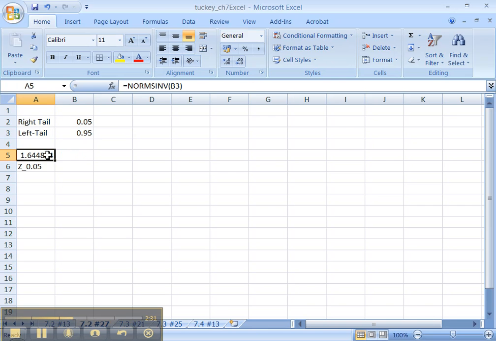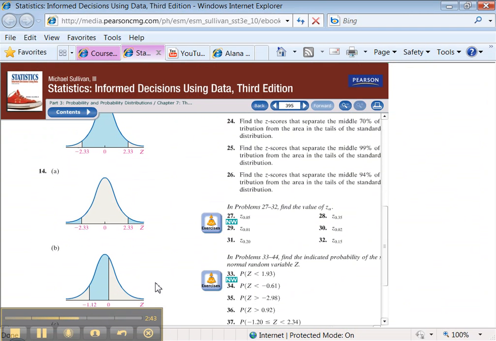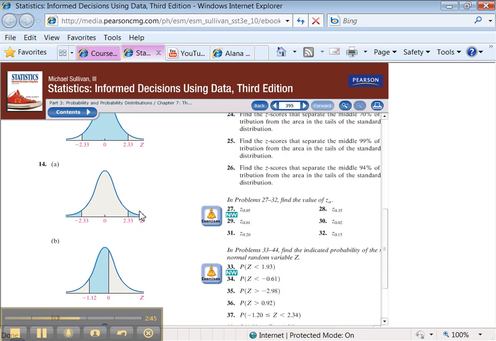Oopsie. Sorry about that. I hate it when I do things wrong like that. There we go, bolding, and everything's great. All right, this is the z-score. Notice it's positive, which only makes sense because if you're talking about a score that has 0.05 over here on the right, 0.95 over here, it has to be on the right-hand side. It has to be. Okie dokie.